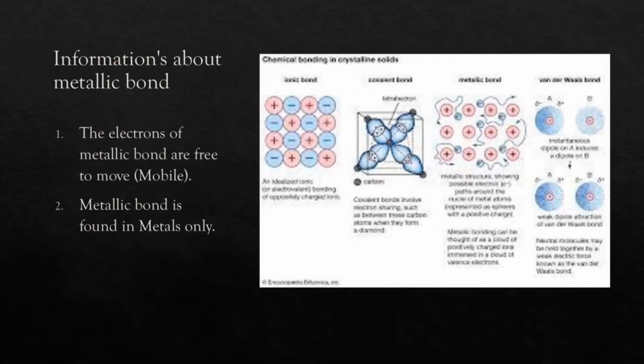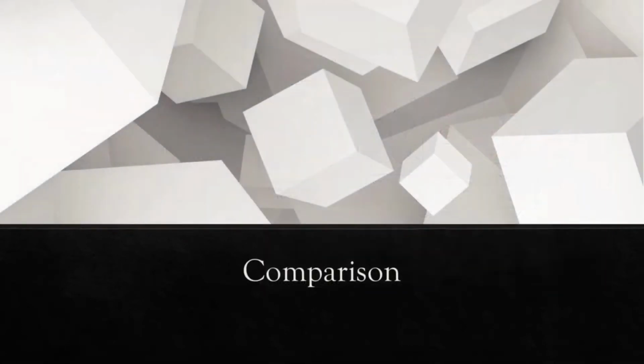Information about metallic bond. The electrons of the metallic bond are free to move, which means that they are mobile. Metallic bond is found in metals only. Now we will have a comparison to summarize the lesson.